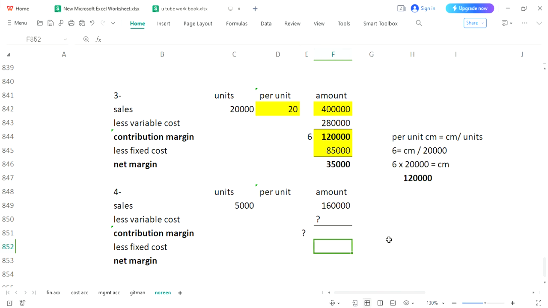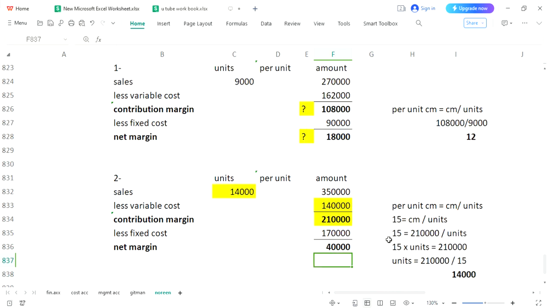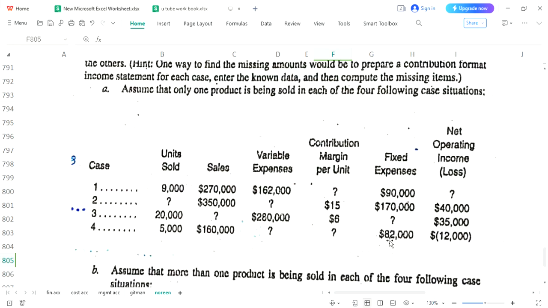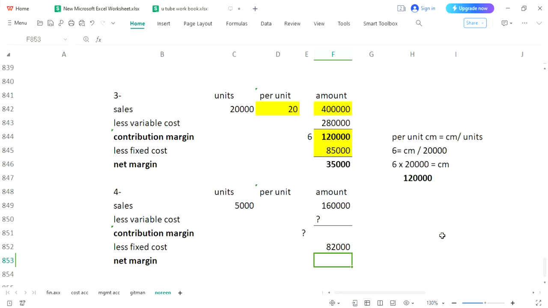Here we can put 82,000 as our fixed cost. And finally, for net margin, there is a surprise for you. It's not profit. When you see brackets, this is a loss. So we have 12,000 as loss, and the loss sign would be minus.